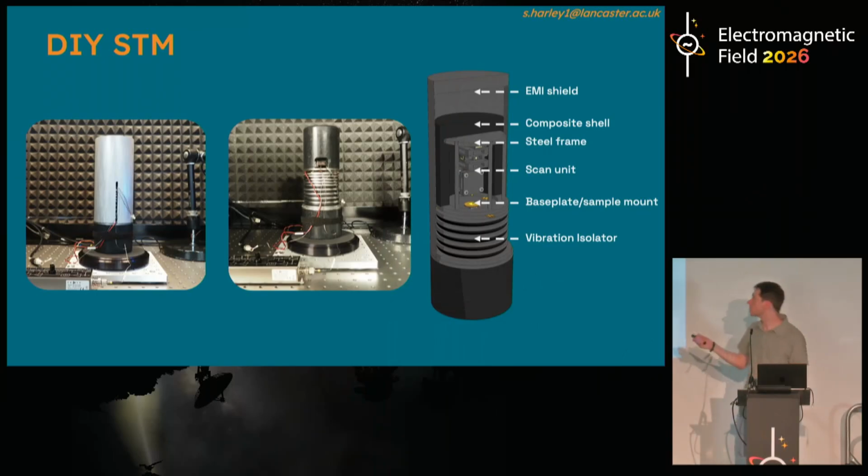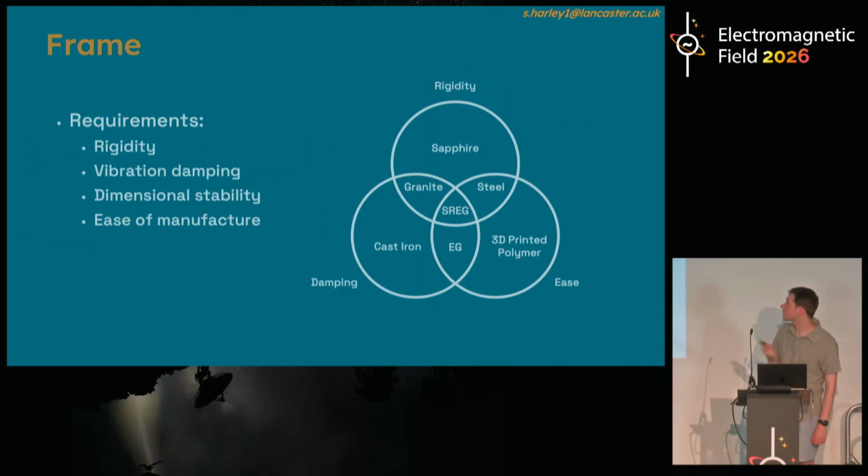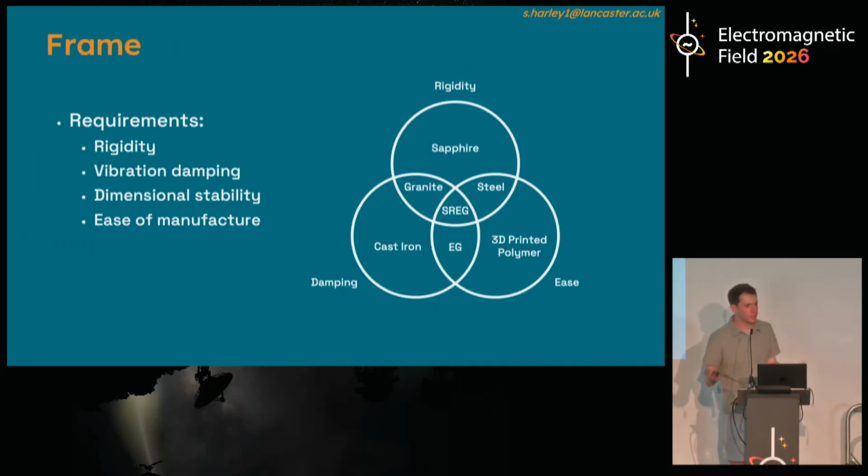So here's kind of a view of what this STM looks like. You can see a cutaway render of what's going on inside there. And I'm just going to go through some of the main pieces and show you some of the design decisions here. So the simplest part is the frame. You need something stable to attach all of your components to.